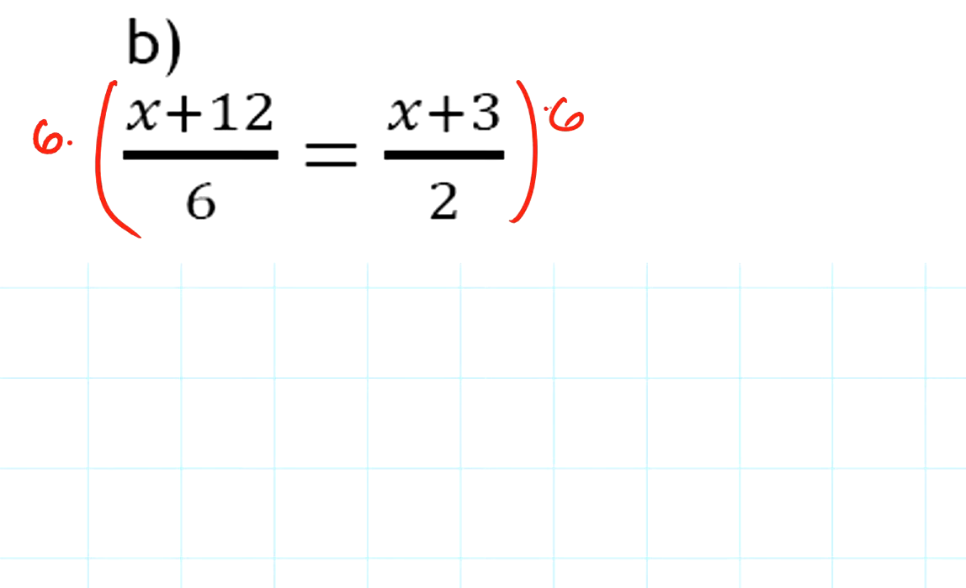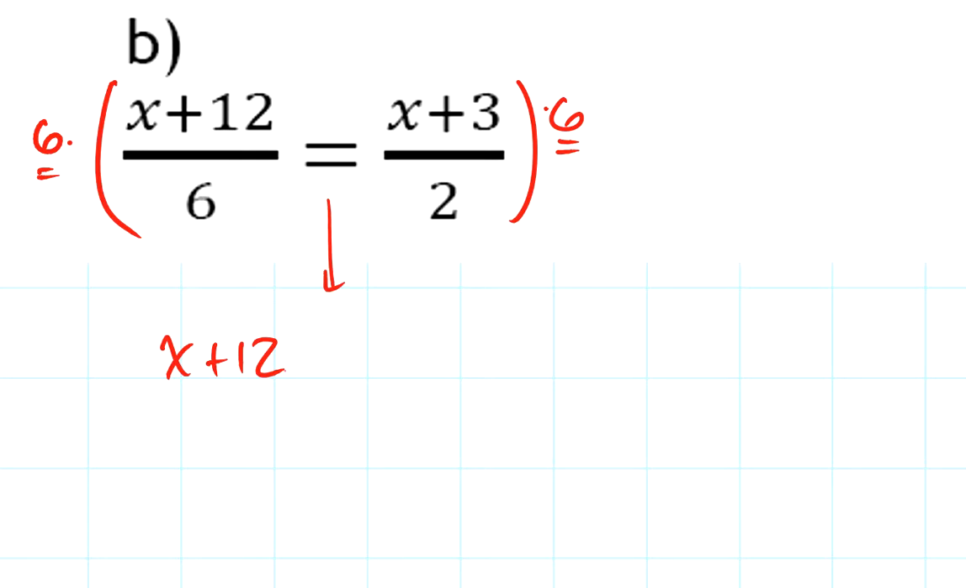And of course, I can do that because if you have equal things and you multiply by equal things, right, 6 is equal to 6, then you get equal things. On the left-hand side, 6 times the quantity of x plus 12 over 6 ends up just being x plus 12, right? This common factor of 6 cancels out.